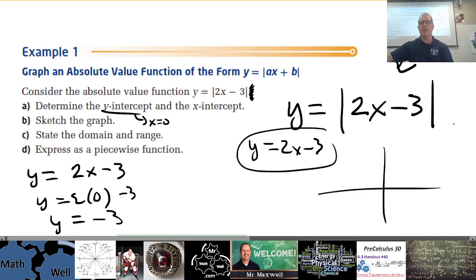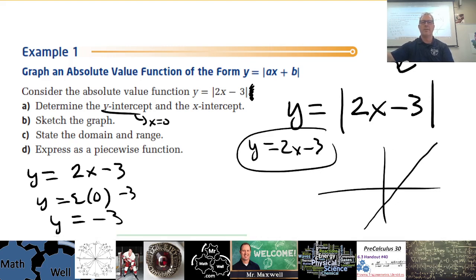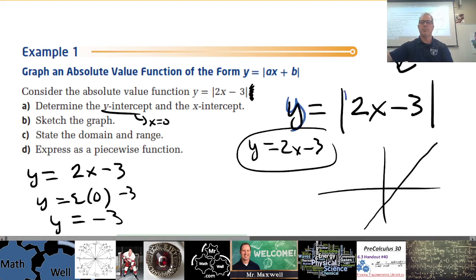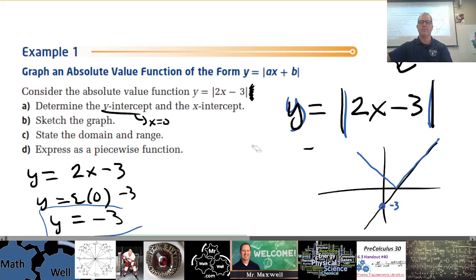It's not actually, because this is my original black graph. This graph right here in blue, the absolute value, has to go like this, doesn't it? So if this is the y-intercept for the original black graph down here, negative 3, what's the y-intercept for this graph? Positive 3. Yes. So it's 0, positive 3.